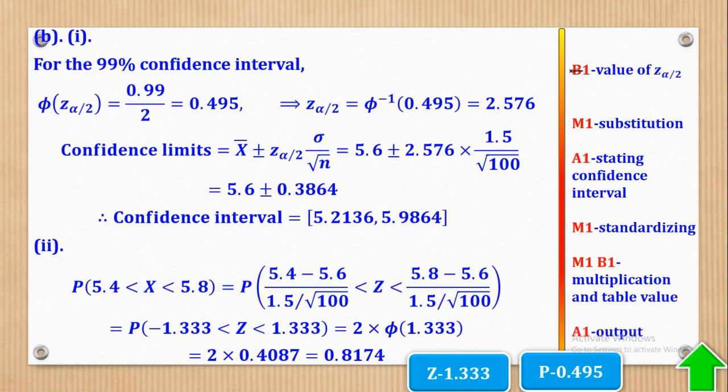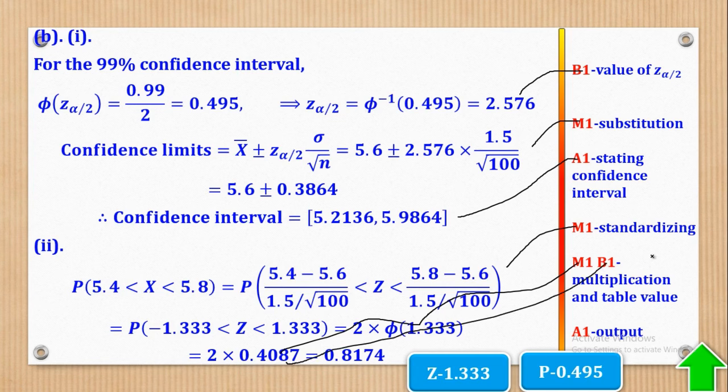So B1 for getting Z value, M1 for substitution, A1 for stating confidence interval, M1 for standardizing, M1 for multiplication and table value, writing this and that, then B1 for the table value, so A1 for the output.